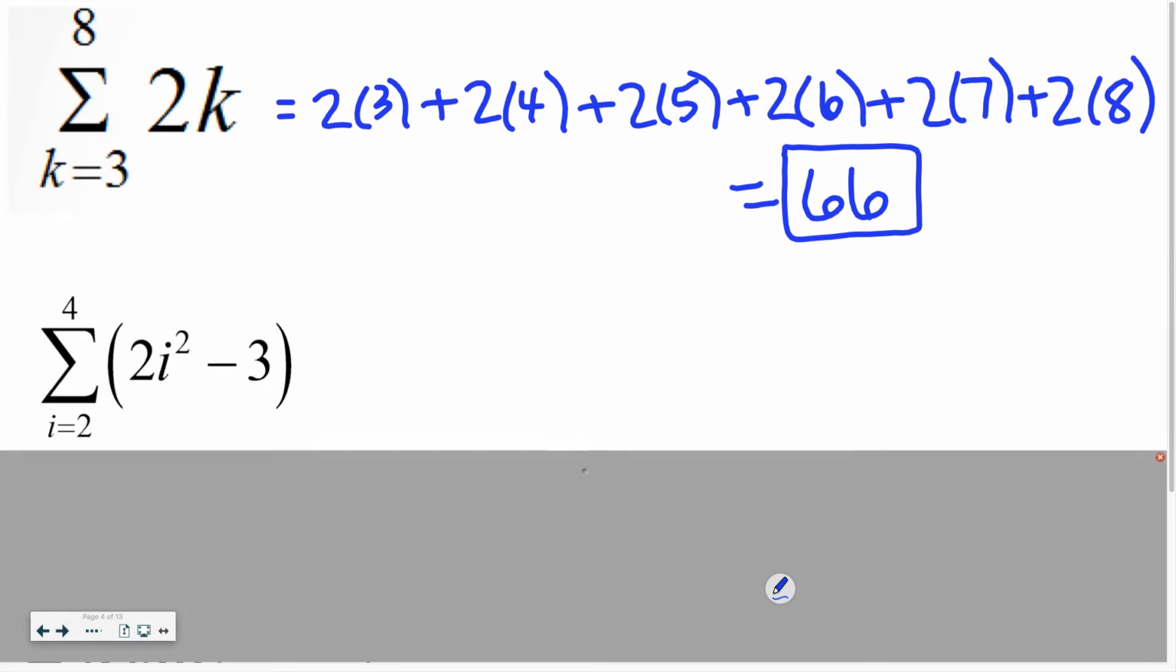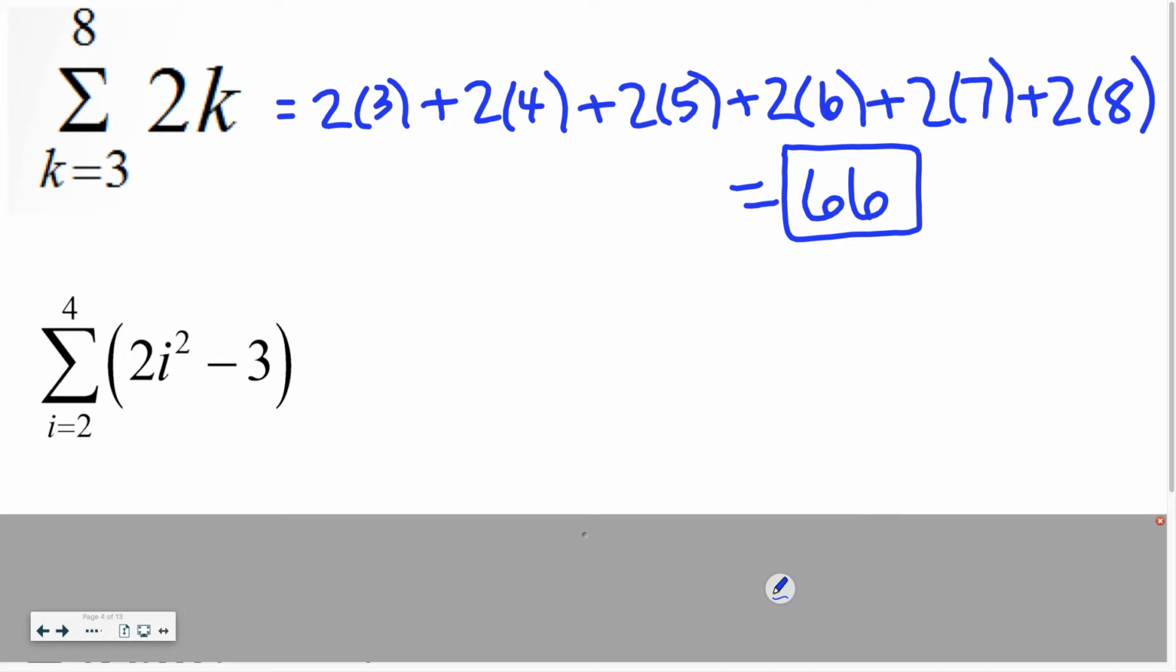All right, you work on this one together at your table. Notice how this one says i equals 2. Well, look at what's inside of our summation. It's an i inside. So we're plugging 2, and then 3, and then 4 in for i. It is okay to have a different variable as long as you have consistency from here to here.